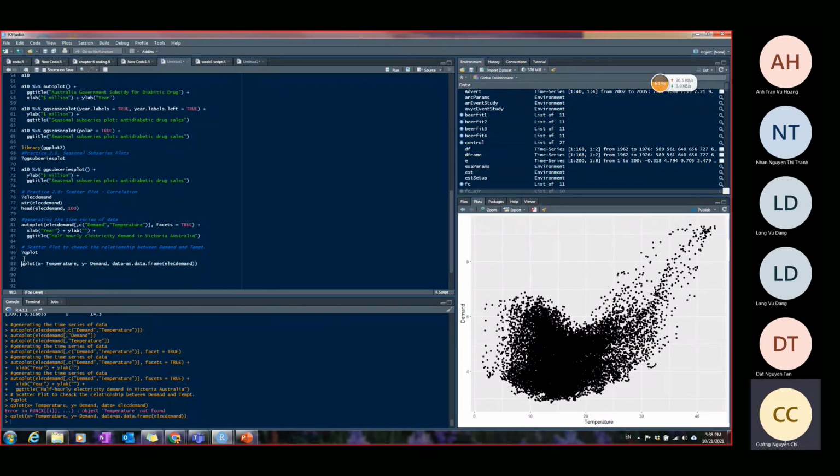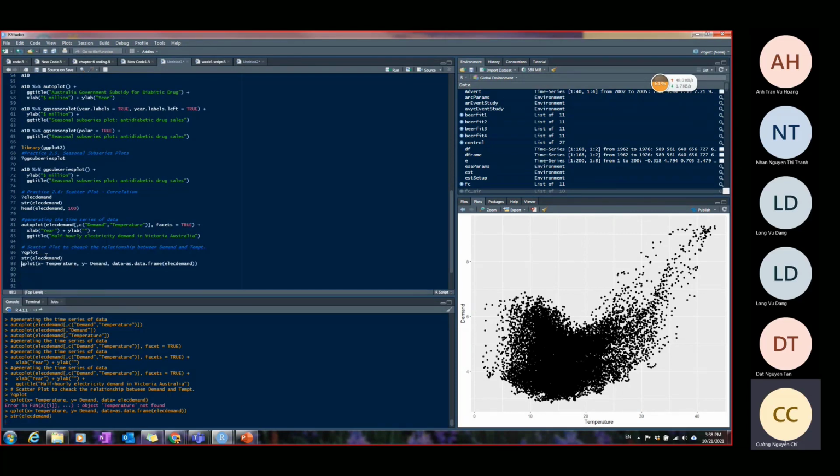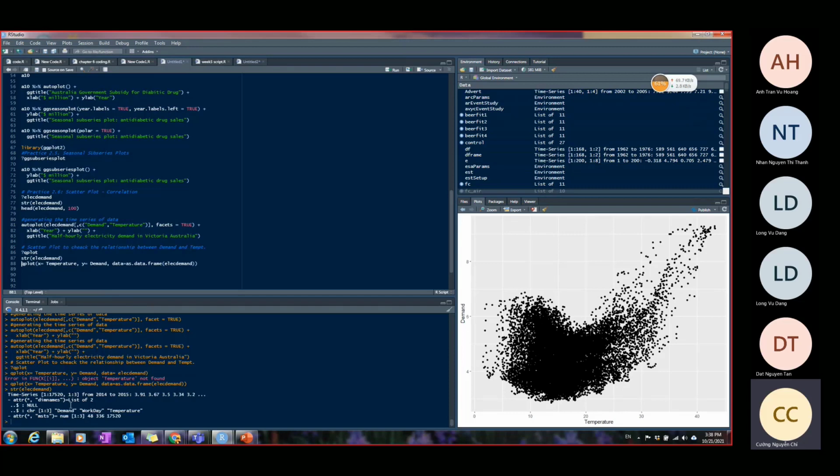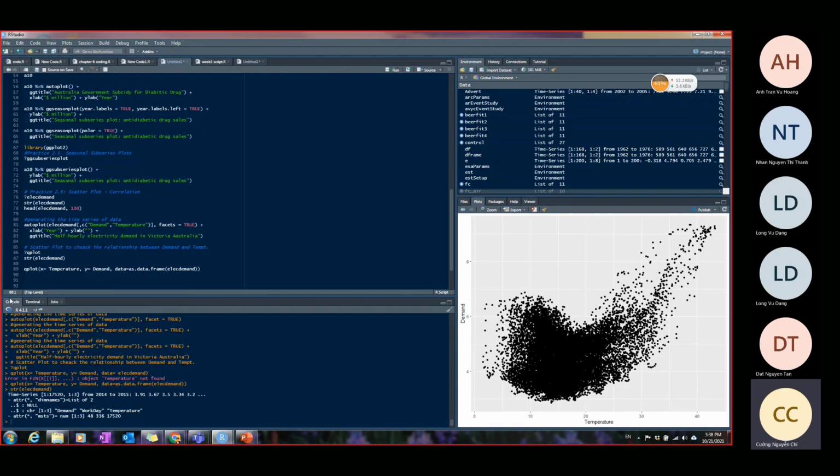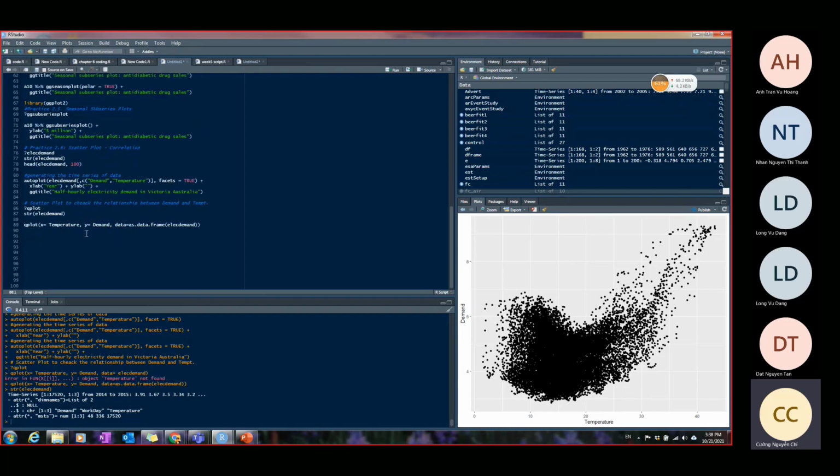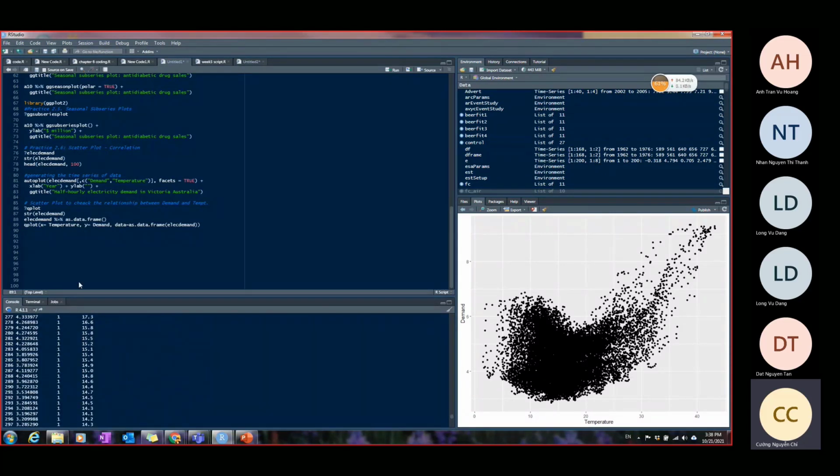I will explain one more time what I'm doing. So remember the structure of the electric demand. This is a time series. It is not a data frame. So if I want to generate a ggplot scatter plot, I have to put the electric demand into, for example, as.data.frame. Okay, so if I do it this way, the data will be converted and put into a data frame.